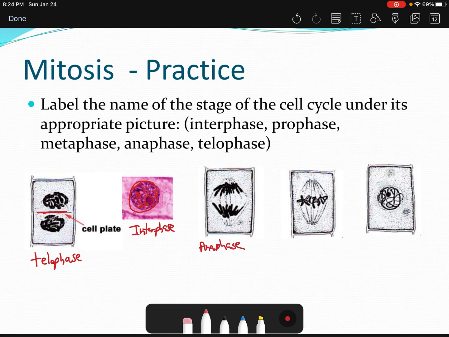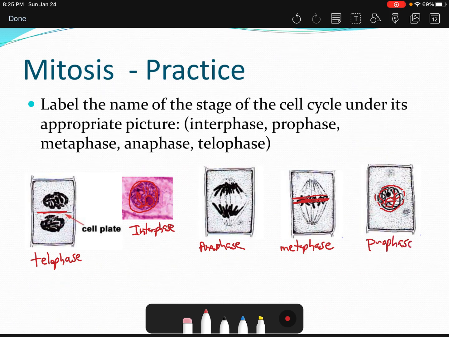Okay. Here the chromosomes are lined up right smack dab in the middle. Well, remember I told you that meta means middle, so that would be metaphase. And this last one, oh, I can see chromosomes. Look at, they're nice and thick. You can see them in here, but I don't see a nice tight circle. This looks pretty loose here. That means the nuclear membrane probably broke down, so that would be prophase.